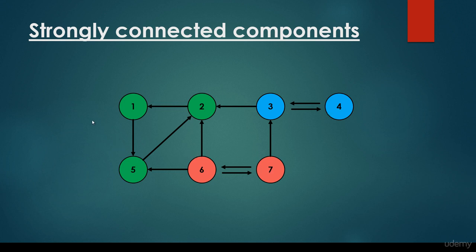So we are able to find the components with the help of Tarjan algorithm. We just have to define another parameter, the low link. This is what we are going to implement in the next video.